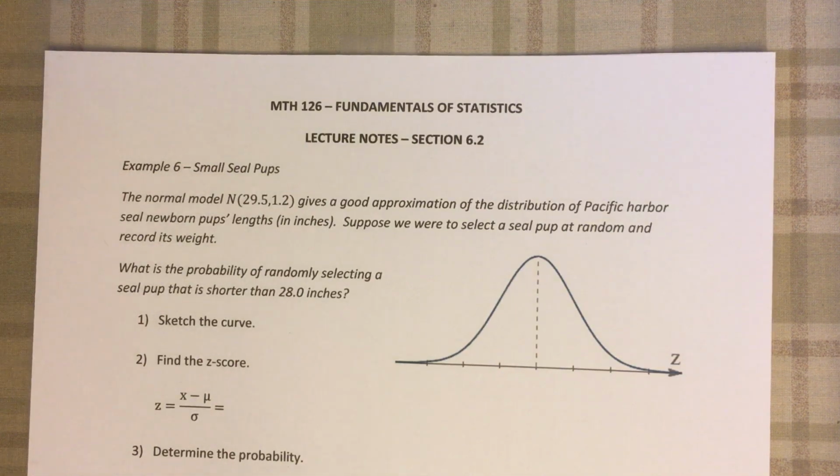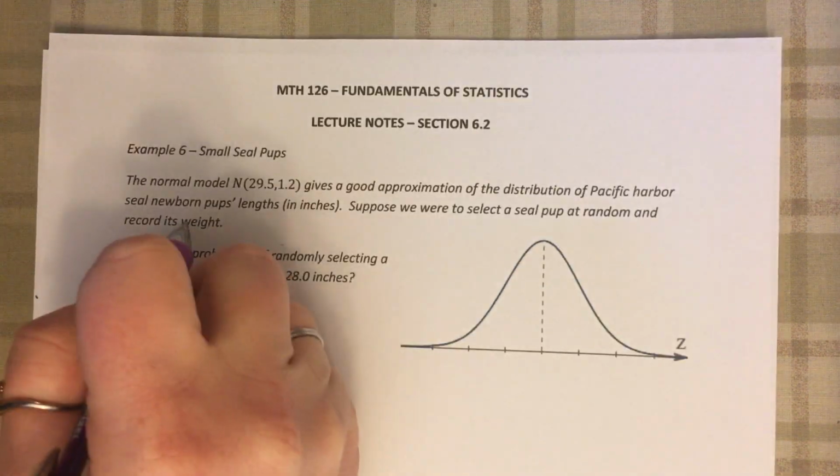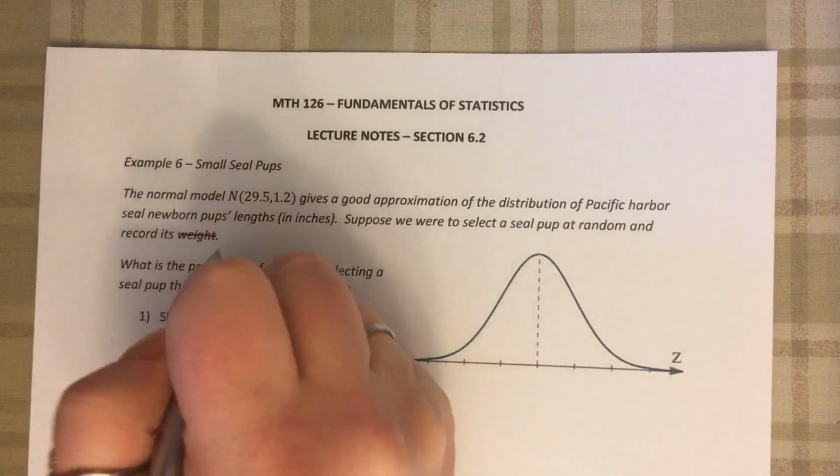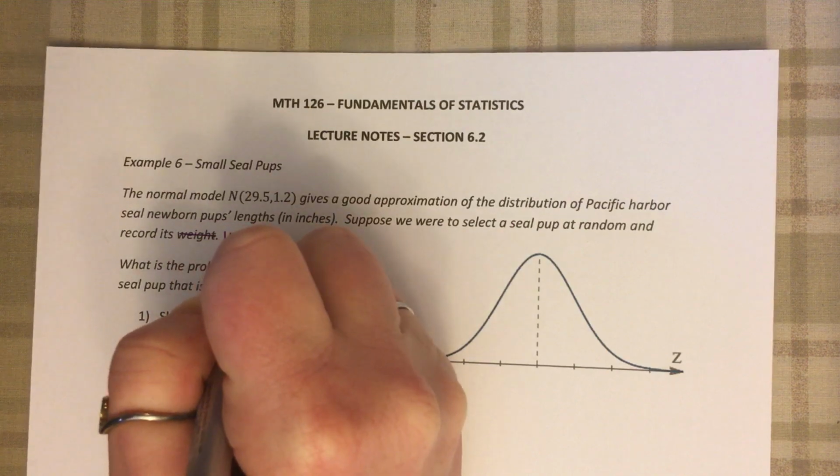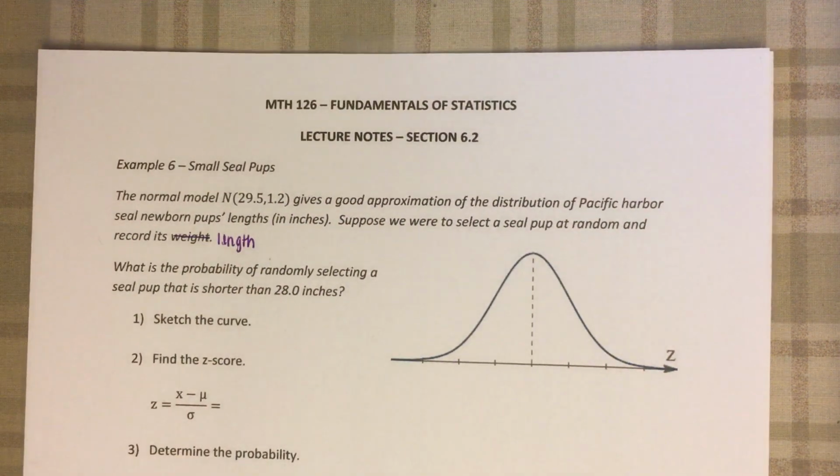So in example 6, our normal model N(29.5, 1.2) gives a good approximation of the distribution of Pacific Harbor seal pup's newborn lengths in inches. Suppose we were to select a seal pup at random, and we are going to record, it should say length and not weight. As we're looking at our notation, remember the capital N stands for the fact that we have a normal curve.